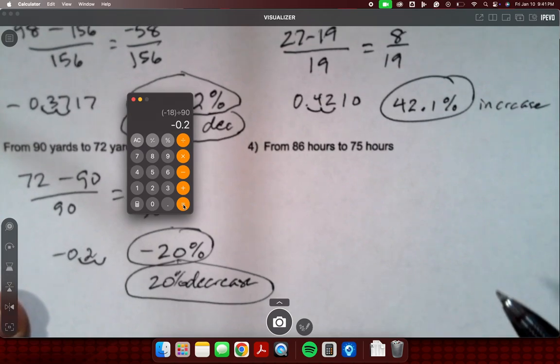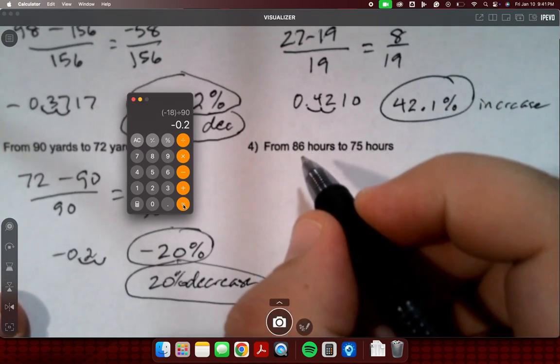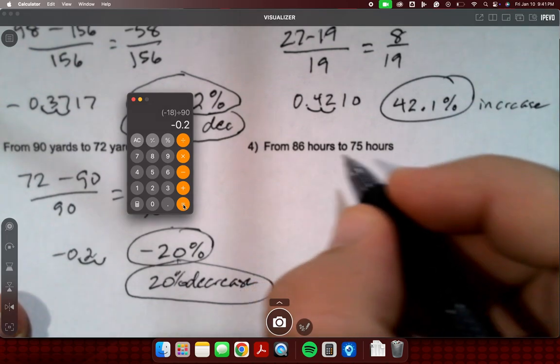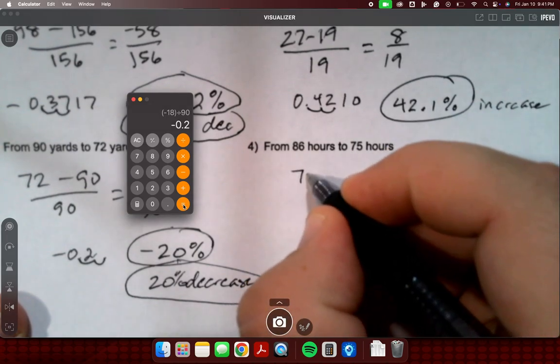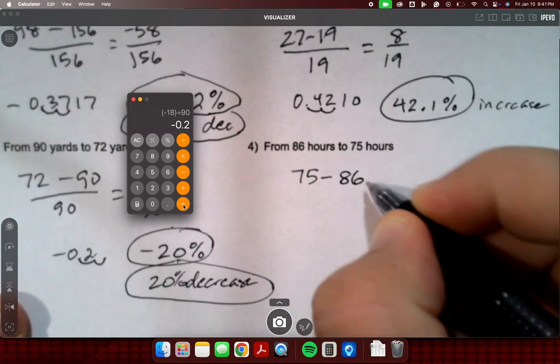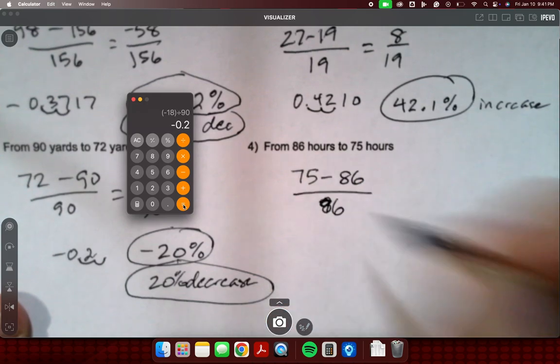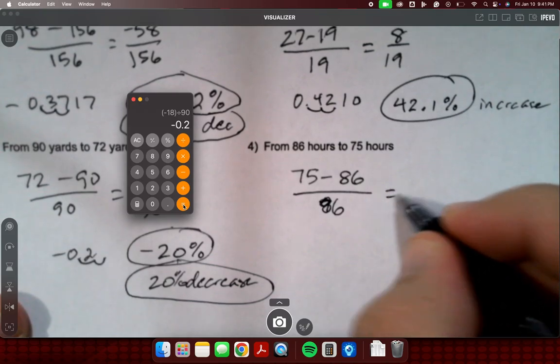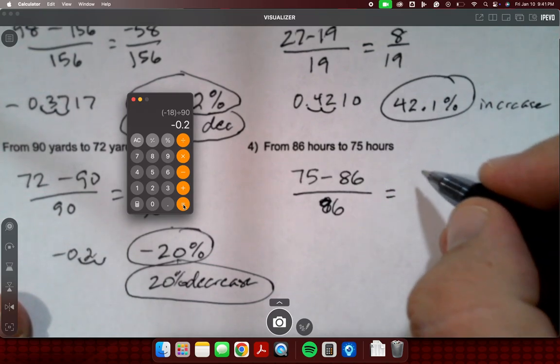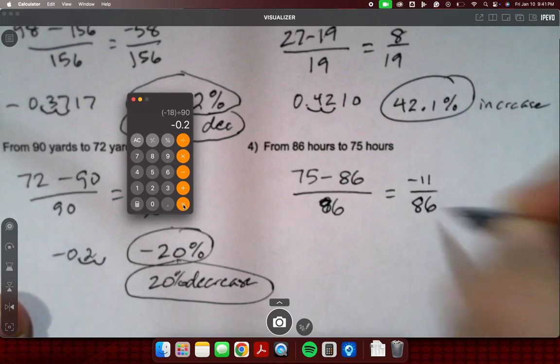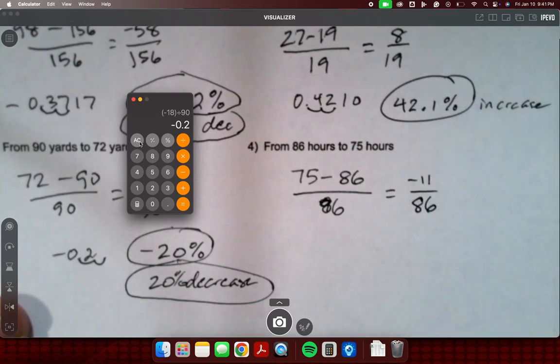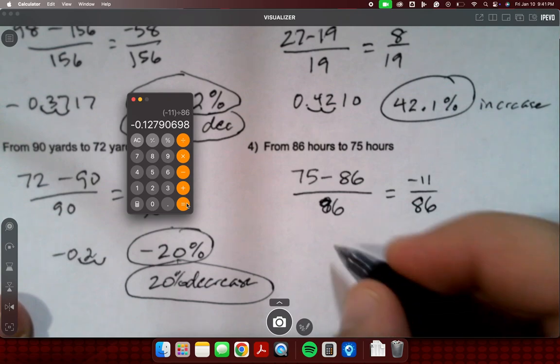Okay, number 4. From 86 hours, that's the original value, to 75 hours, that's the new value. So 75 minus 86 over 86. So 75 minus 86 is negative 11. Then we divide negative 11 by 86. And we get negative 0.1279.